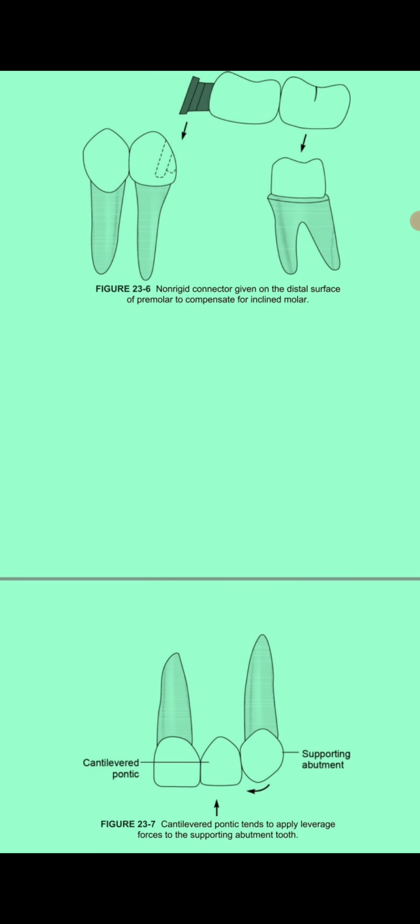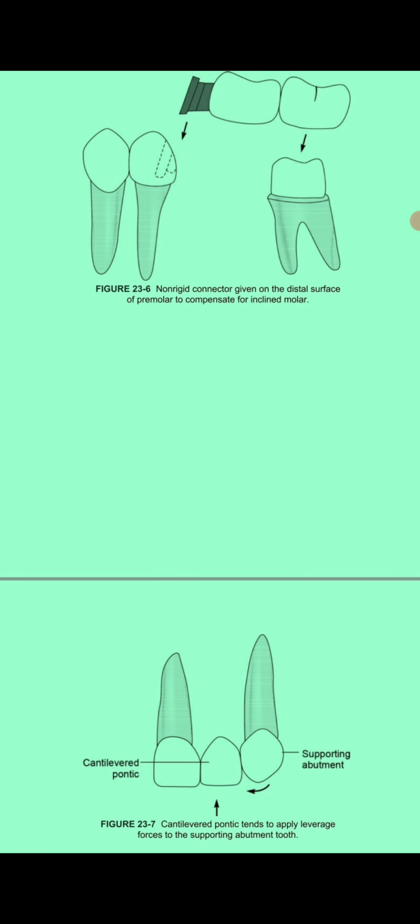Now come to the last, which is the cantilever pontic. Look at the figure 23.7. Cantilever bridge is that bridge. Normally we give retainer on both sides of the pontic, but in cantilever we use only one abutment tooth and we use only one retainer on that abutment. With a pontic on one side there is a retainer and abutment tooth, but on other side there is no abutment, no retainer. This is known as cantilever pontic.